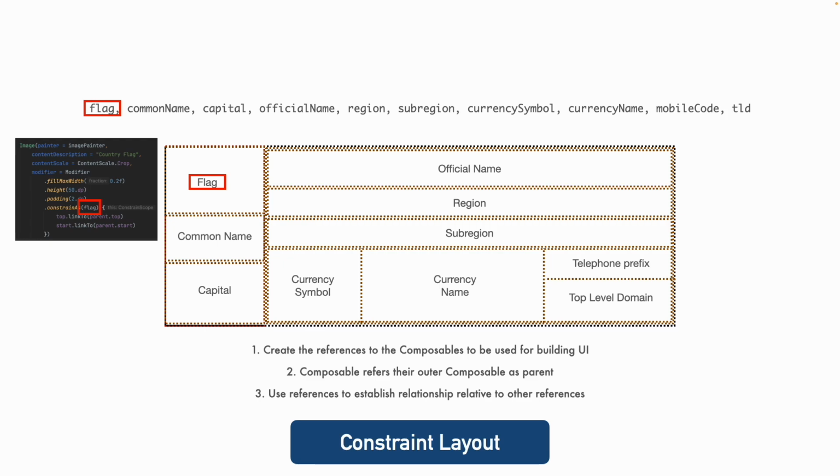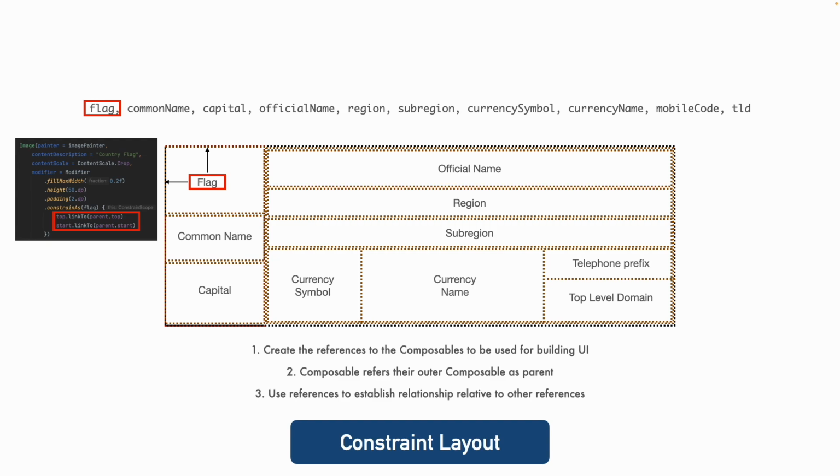Now, once you set that ID to the image element, then inside the lambda, you write the logic of how you want to set this particular flag with respect to the layout that you have decided. And if you see what I have written there, it is top.linkTo, that is the flag's top should link to the parent's top, that is this part, and then start, that is the start of the flag, the extreme left edge of the flag image, should align with the parent's start. And that is how I set the first element in the layout.